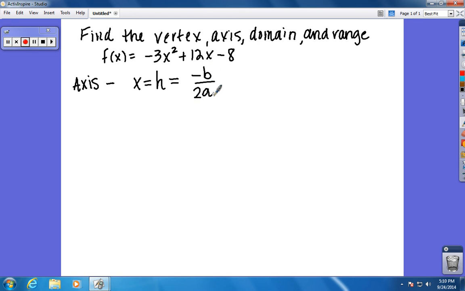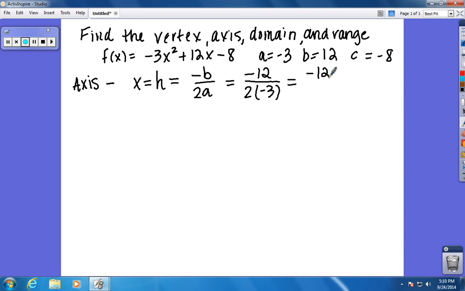Now in this equation of the parabola, a is equal to negative 3, b is equal to 12, and c is equal to negative 8. So plugging in those values, for h we would get negative 12 over 2 times negative 3, which would be negative 12 over negative 6, which is simply 2. So the axis lies at x is equal to 2.